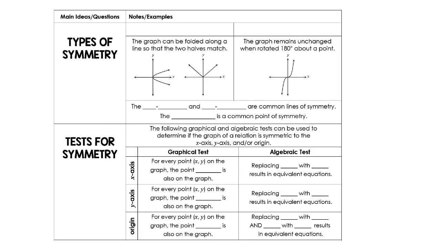Our next lesson will be on symmetry. For the first part, we discuss the different types of symmetry that we may have. For this first one, if we are able to take the graph and fold it along a line so that the two halves match, then that's what we call a line symmetry.